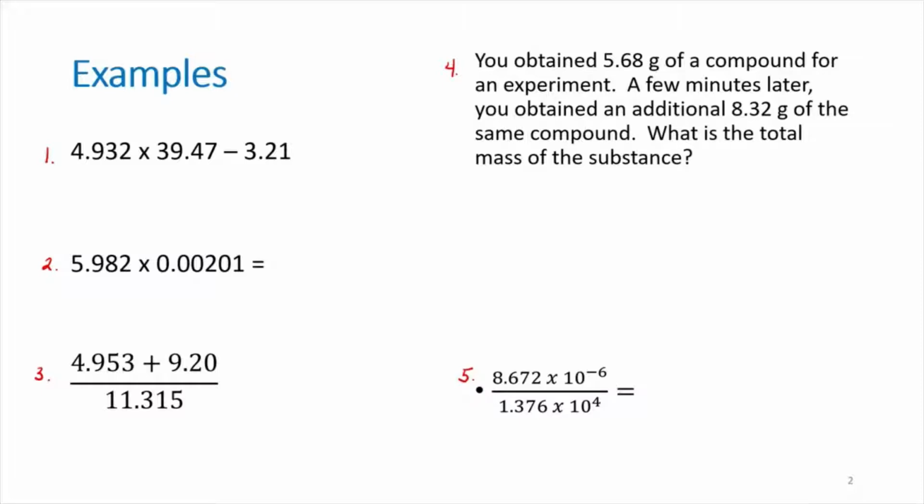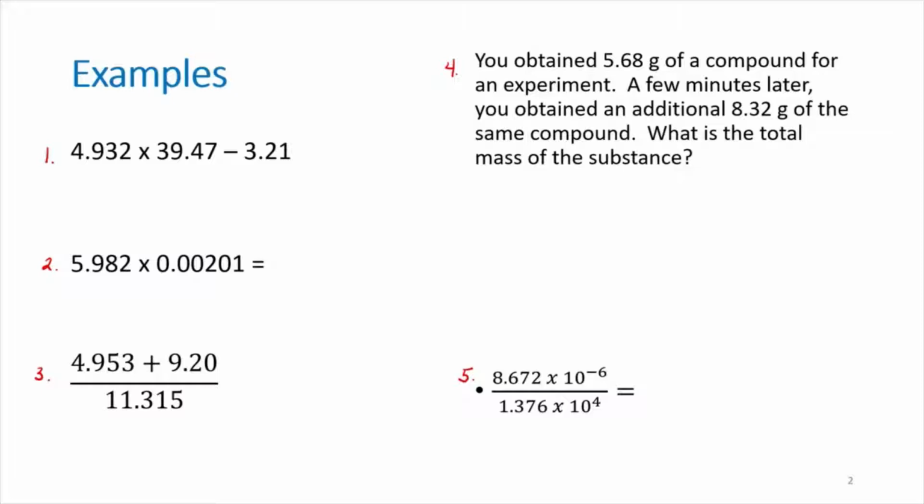The first example, we've got 4.932 multiplying by 39.47, and then we're subtracting 3.21 from that quantity. So when you're looking at this example, you need to realize order of operations. I don't remember what math class we learned these in, but whenever you learned order of operations, PEMDAS, if you remember that. That's how I was taught it, at least.